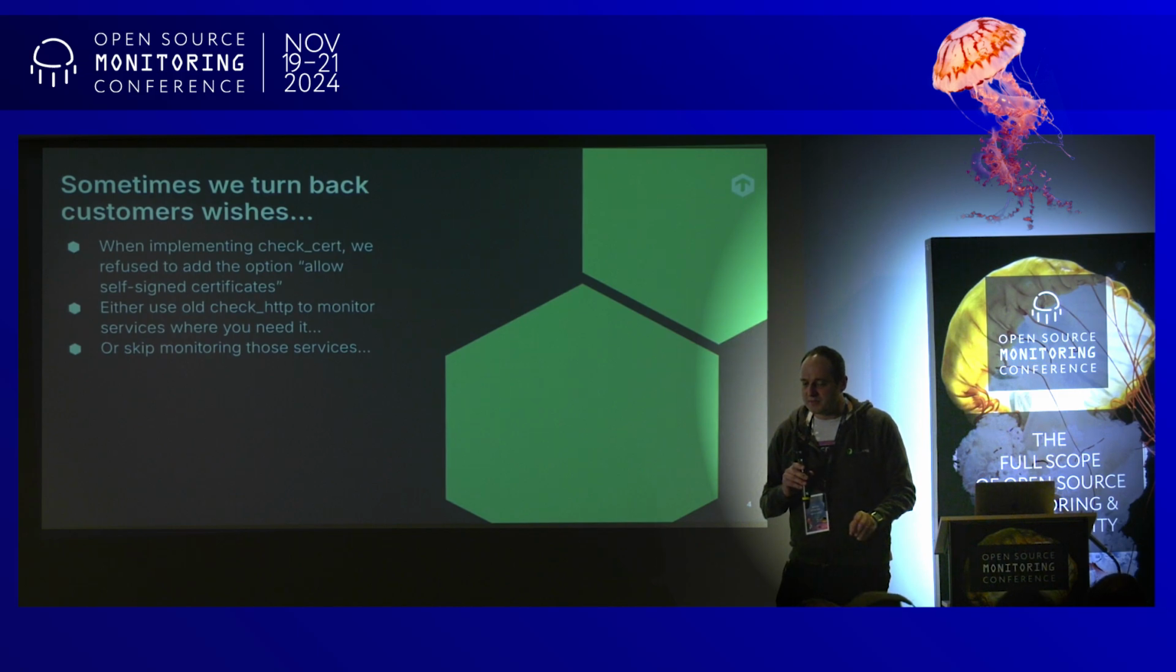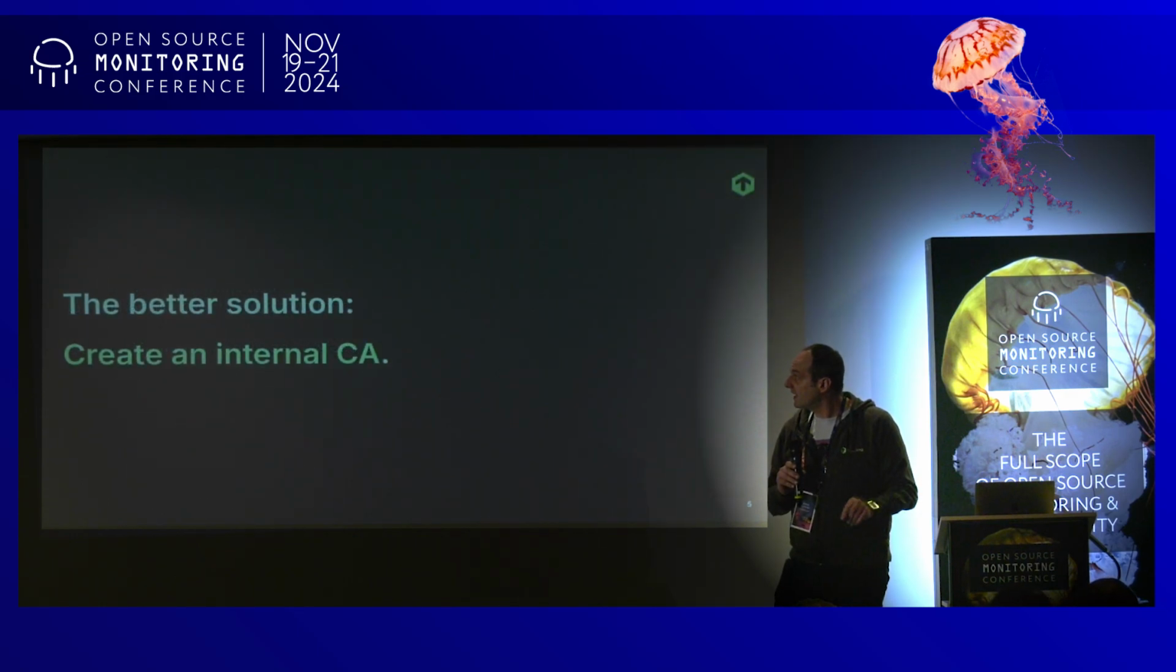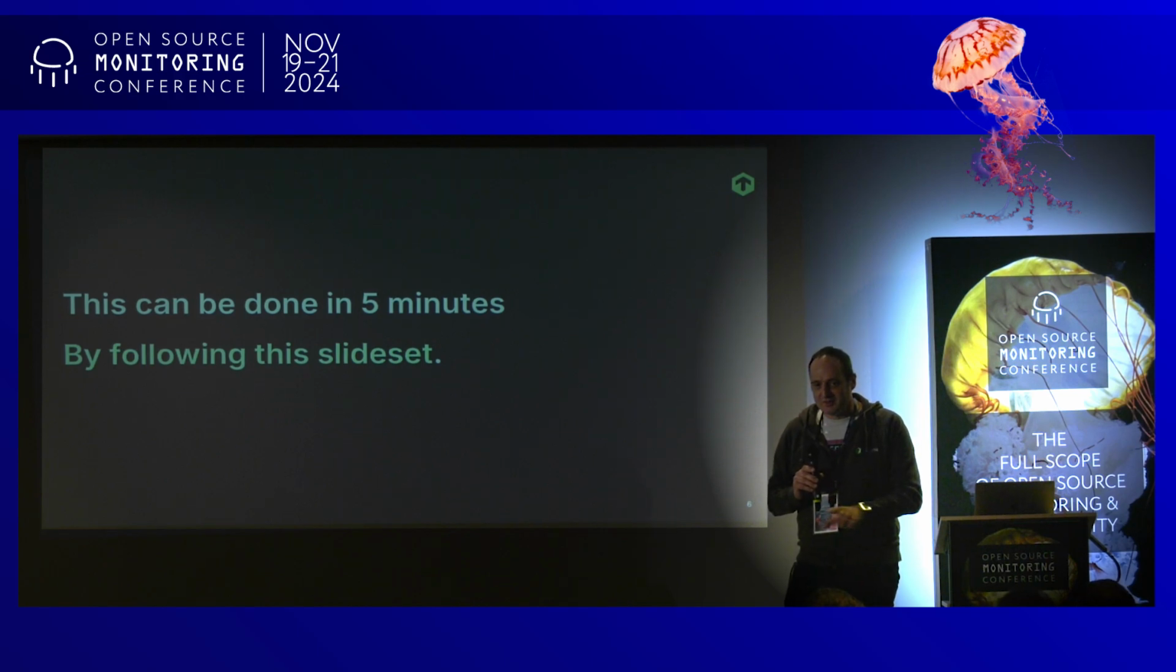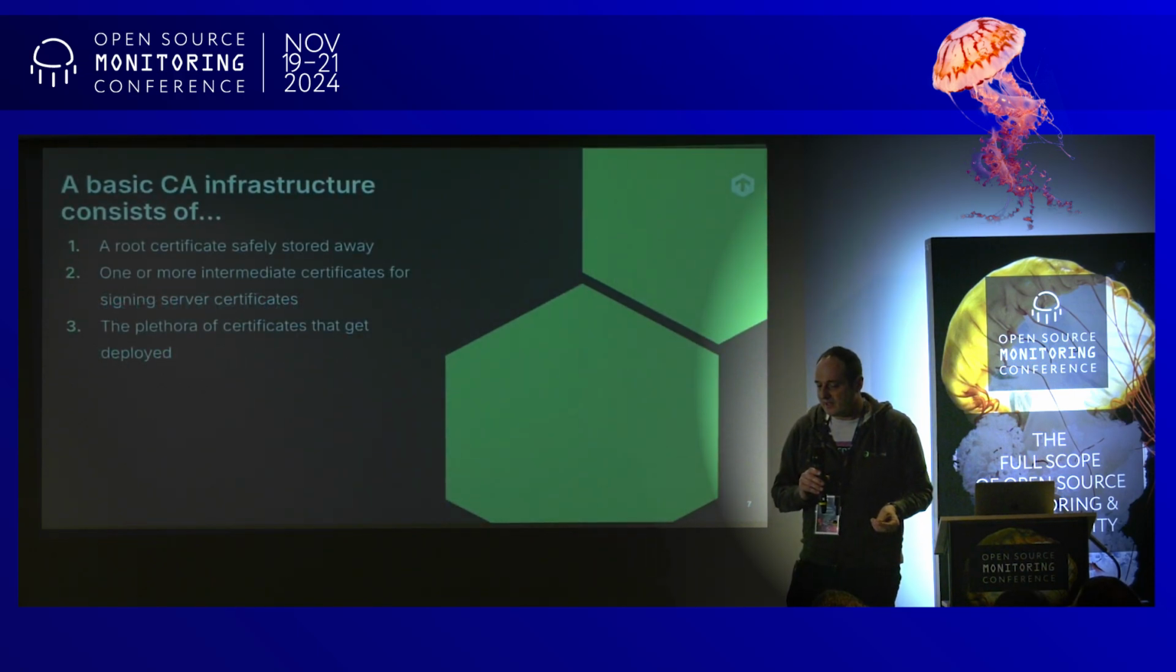We said when developing Check Cert, we don't do self-signed certificates, because either use the old Check HTTP or the better way, create an internal CA. This sounds hard because a CA usually has multiple levels, at least 2 levels make sense, but actually it can be done in 5 minutes, even 3 minutes, because the rest of the slide set is only 3 minutes. So you just have to copy this slide set, maybe understand what we are doing, and then you have set up your own certificate authority.